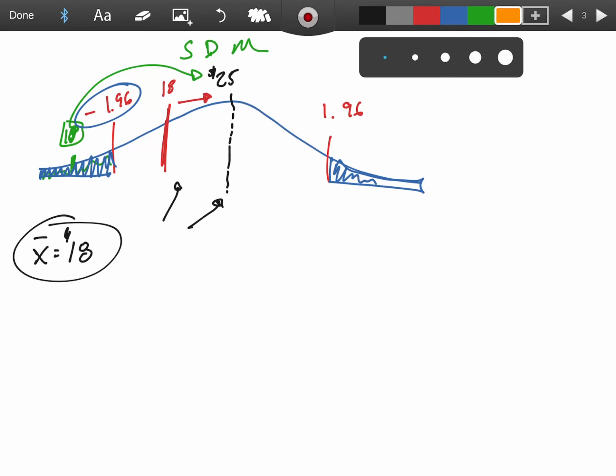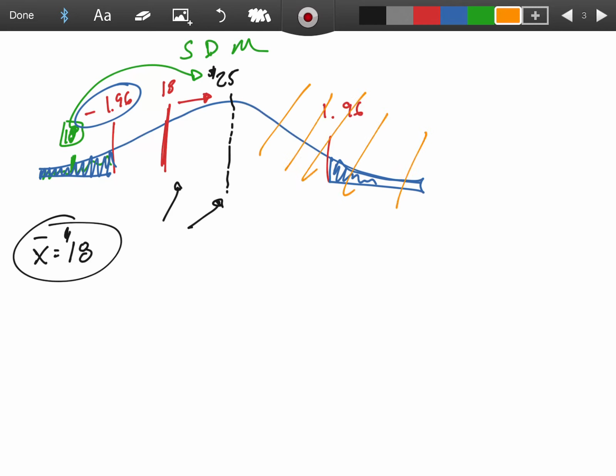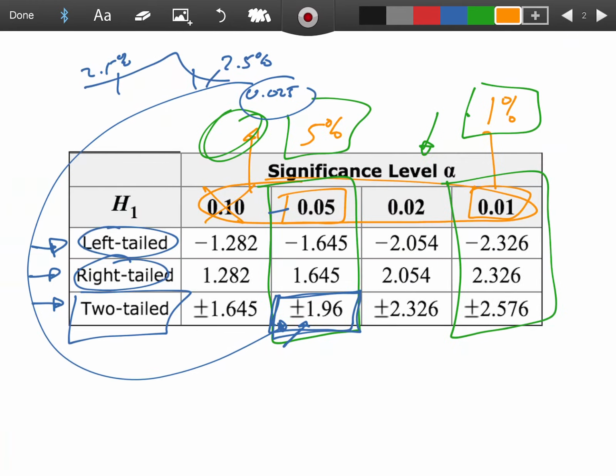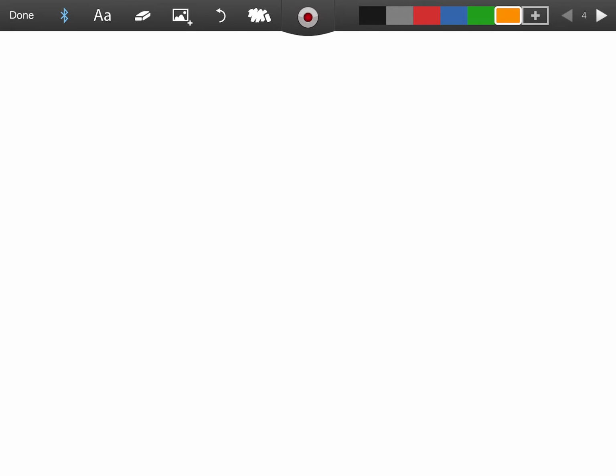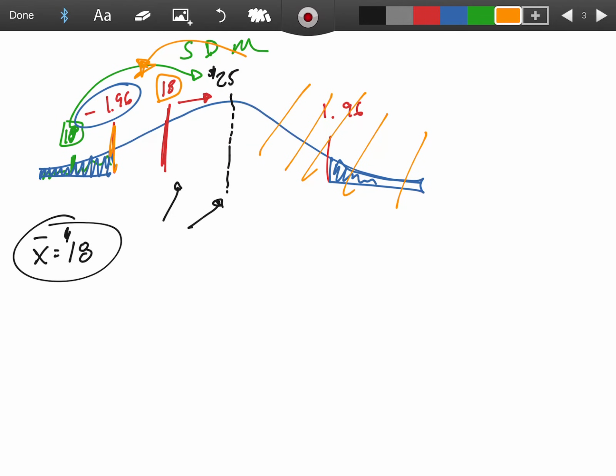The funny thing is, I don't even need to worry about this side, because I already know that 18 is less than 25, so I'm going to end up over here somewhere. So I'm really just focusing on the left side of this distribution. Let's see where I end up. I've marked my critical value that I took from this table of already found numbers. Because I know I'm doing the two-tailed test, I can be really safe in the fact that this here is the value that I want. Okay, so what's next?